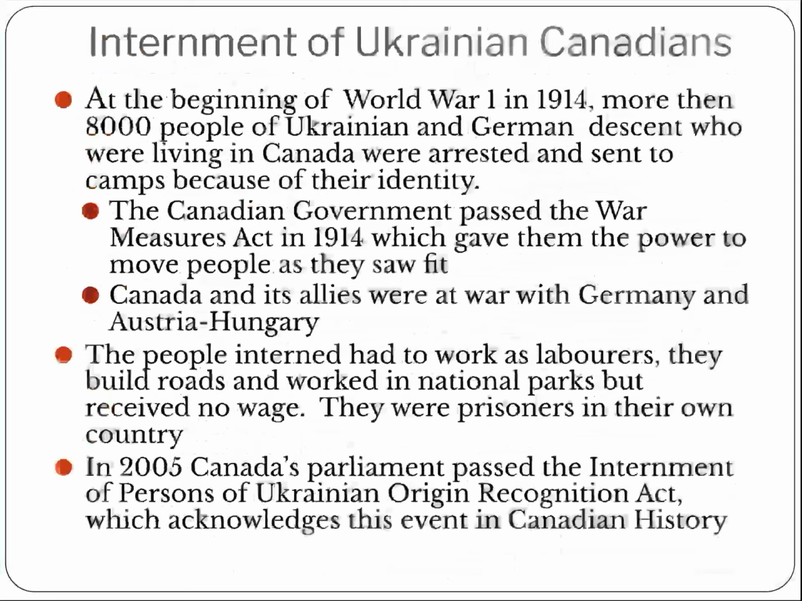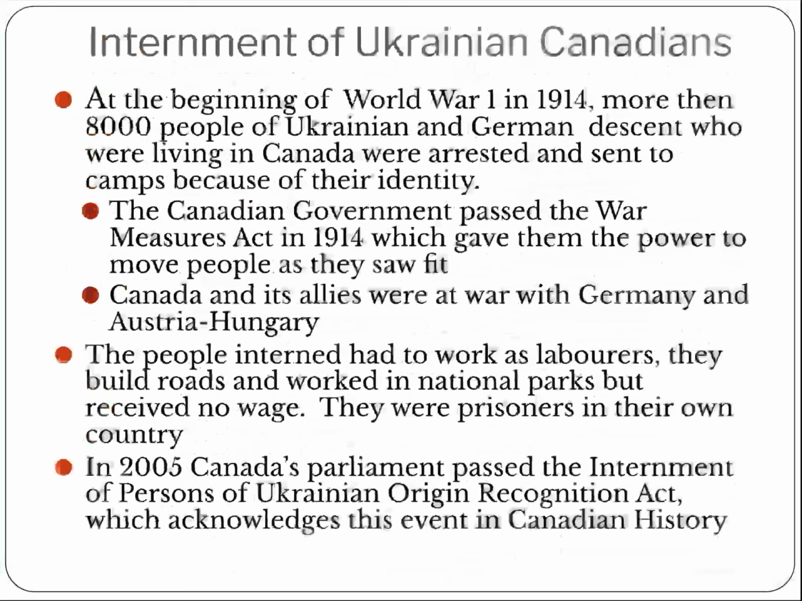Again, we talked about the War Measures Act, right, earlier, a couple days ago. So the Canadian government passed the War Measures Act, which gave them the power to move people as they saw fit. So whether they send them to a camp, whether they send them across seas to fight, whatever it is, the government could do whatever they wanted to do. Canada and its allies were at war with Germany and Austria-Hungary, right? So they saw anyone in Canada that might have been of German or Ukrainian descent as enemies. So they moved them into camps.